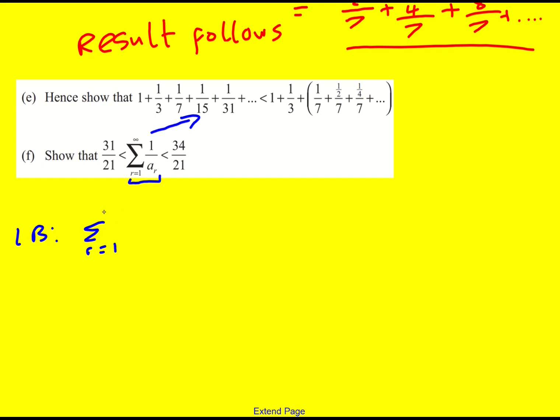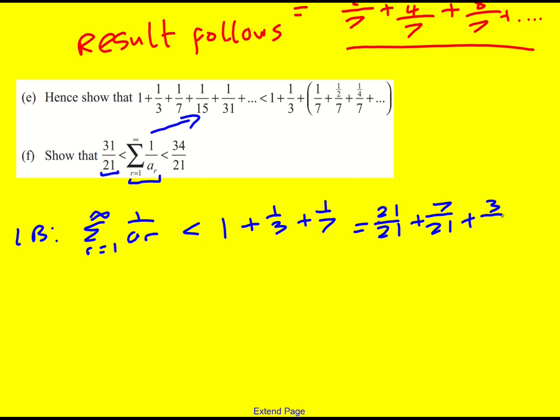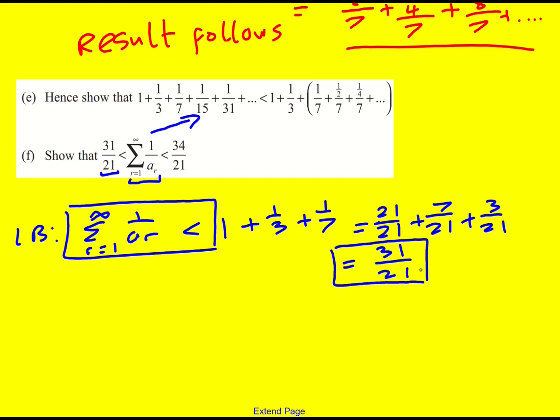that the sum from r equals 1 to infinity of 1 over a_r is going to be greater than the first three terms because remember, I'm then adding more. And the reason that you might think to do this is that look, it's over 21, and the lowest common multiple of 3 and 7 is 21. So this becomes 21 over 21 plus 7 over 21 plus 3 over 21, which gives 31 over 21. And we've actually got our first result very quickly. That is going to be our lower bound.